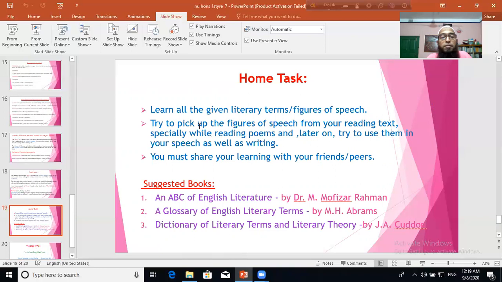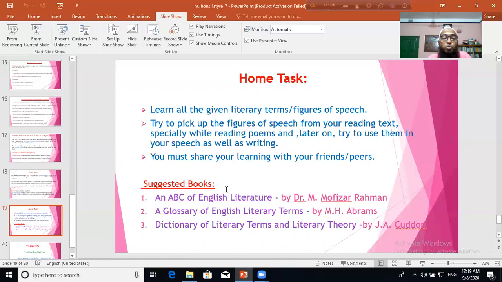So take your homework: learn all the given literary terms and figures of speech. Try to pick up the figures of speech from your reading text. When you are reading any poems, try to find out the figures of speech and try to use them in your writing and speech. You must share your learning with your friends, peers, fellows. That will improve your understanding.